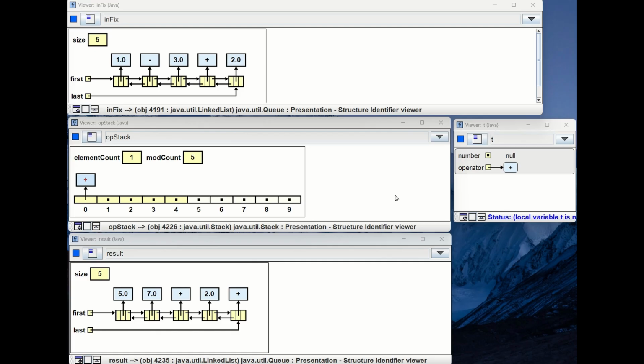I know it looks a little odd, but if we had pluses and minuses, which we're going to see here in a second, it makes a difference in how it's operated. So now we're going to look at the 1. The 1 is a number. It goes into our result.